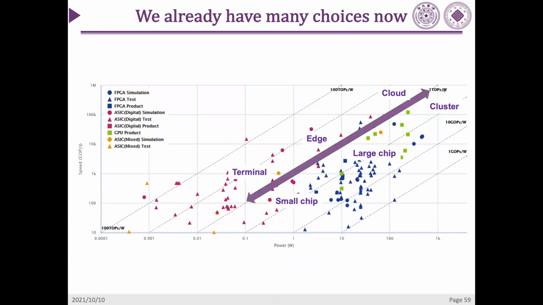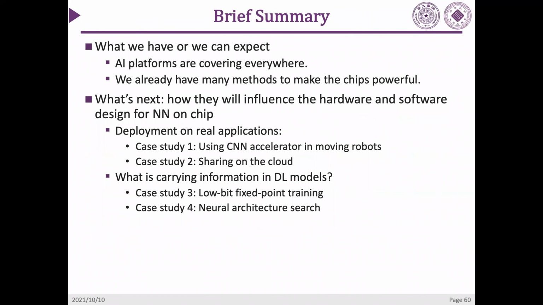So in conclusion, we can see that the existing neural network accelerators and AI chips have basically covered the computing power and energy consumption needs of the cloud, edge, and terminal devices. We can make corresponding choices according to the needs of practical application scenarios. So for a brief summary of the first part, AI platforms are covering everywhere, and we already have many methods that make the chip powerful and maybe higher in energy efficiency.